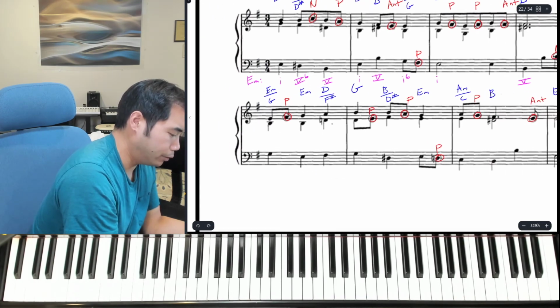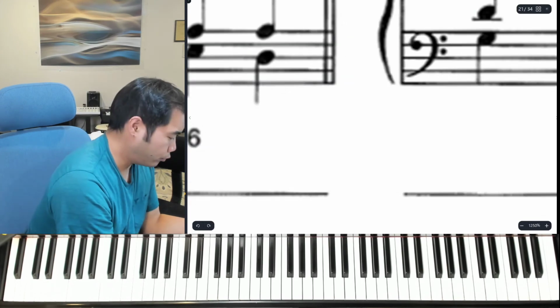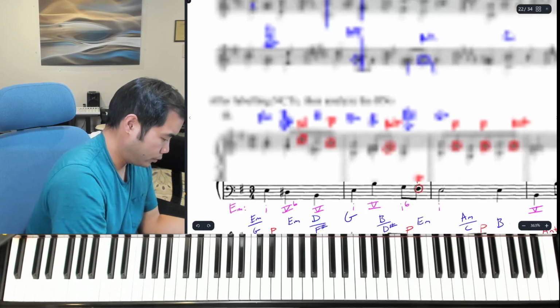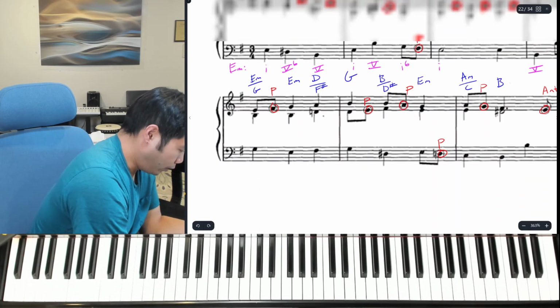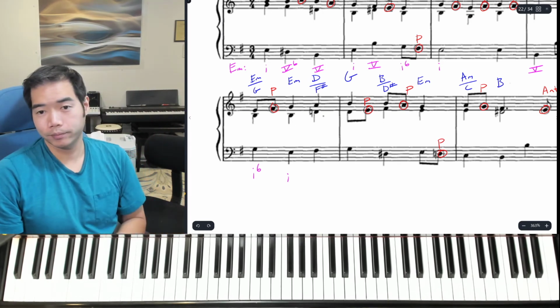Second line. See how I'm just translating what I already have here? Okay. Again, if I'm going too fast, feel free to slow down the speed of the video. All right, so E minor over G, that's a minor 1-6 chord, back to the minor 1 in root position. Now, here's a change.